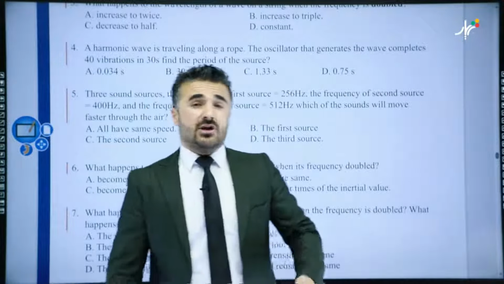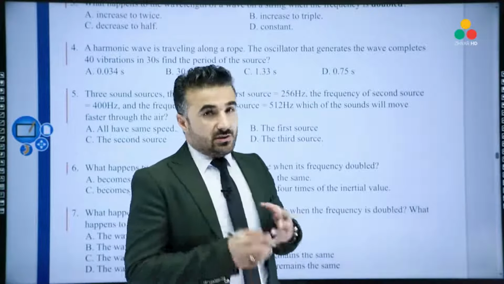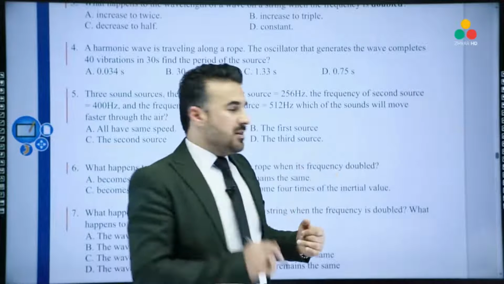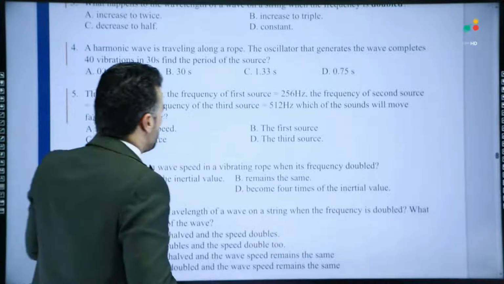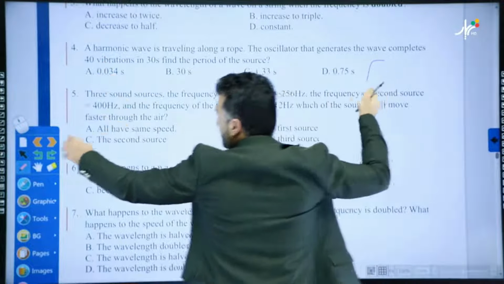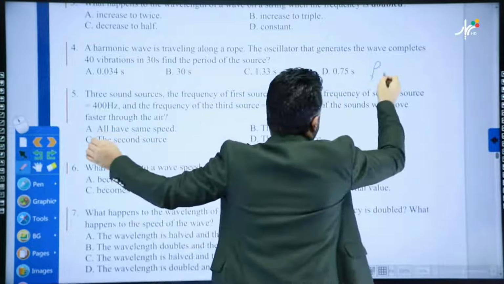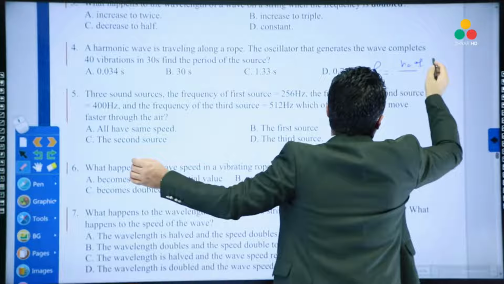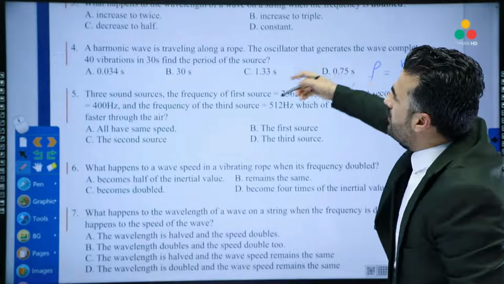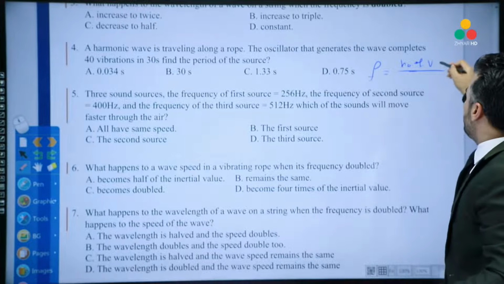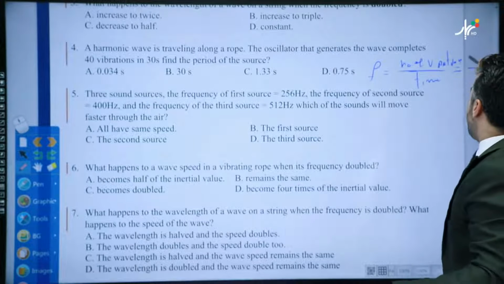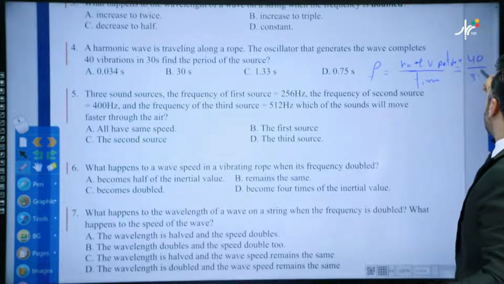Remember, we said if the number of vibrations, waves or cycles is given, to find the frequency, we say frequency equals the number of waves divided by the time. Let's apply what we have said right here. For this question, frequency equals what? The number of waves, or here, vibrations are given. So the number of vibrations per unit time. So we have 40 vibrations divided by 30 seconds.